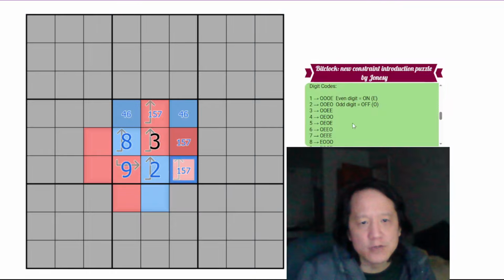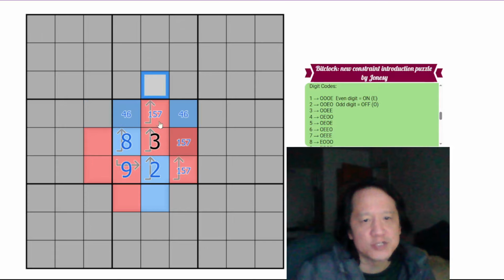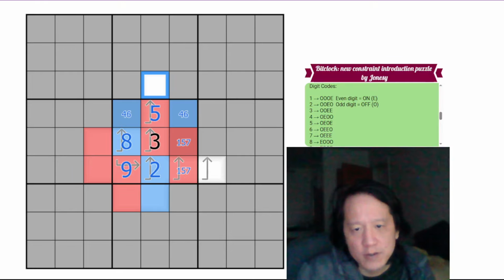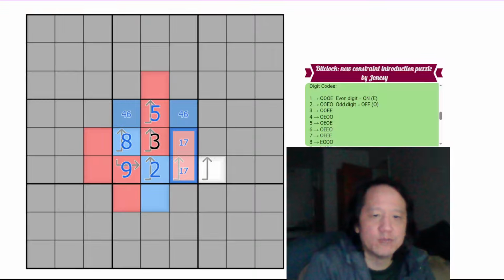Let's see, what else do we have? This is a digit, and it has blank, even, odd, even. Well, you can't have the 8-bit on because this is already adding up to 5. So 5 plus 8 would be 13. So this must be 5. And this must be off, which is odd. These can't be 5 anymore. They must be 1 or 7.